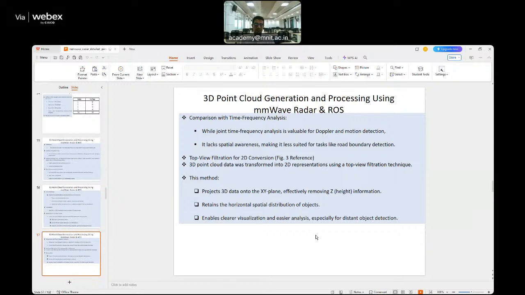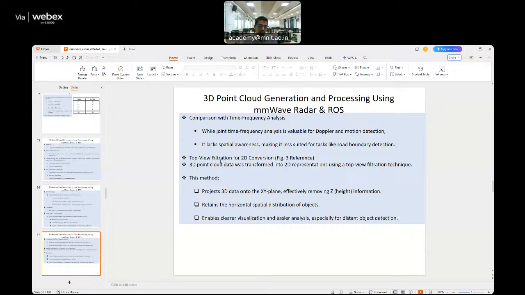So overall, in comparison, the joint time frequency analysis is valuable for Doppler and motion detection. However, it lacks spatial awareness, making it less suited for tasks like road boundary detection.